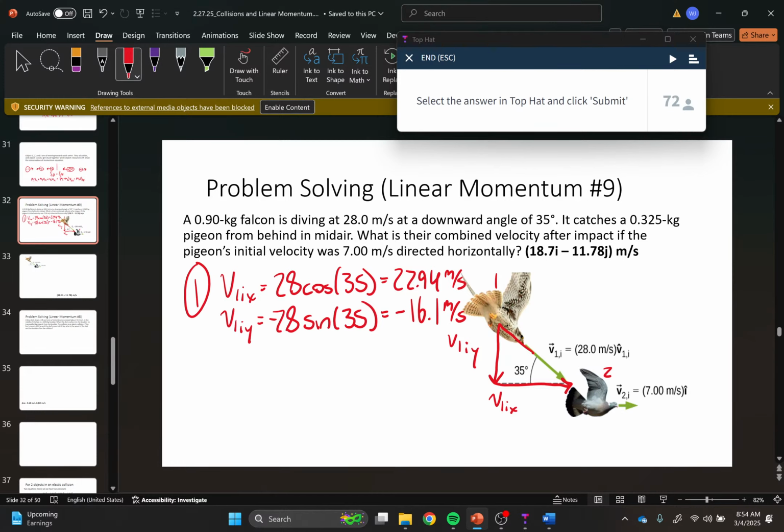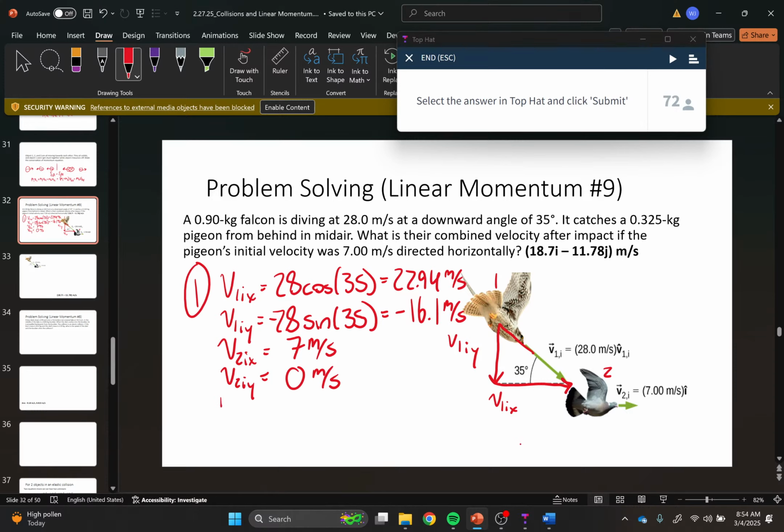And then, question to you all. Since we're doing this whole x and y component, let's do the pigeon's. V2 initial x, V2 initial y. What's my x component of the pigeon's velocity? 7, positive or negative? What's my y component of the pigeon? The pigeon doesn't have any component in the y. It's only going left, right. If you write out this list, it can help you keep track of it all.